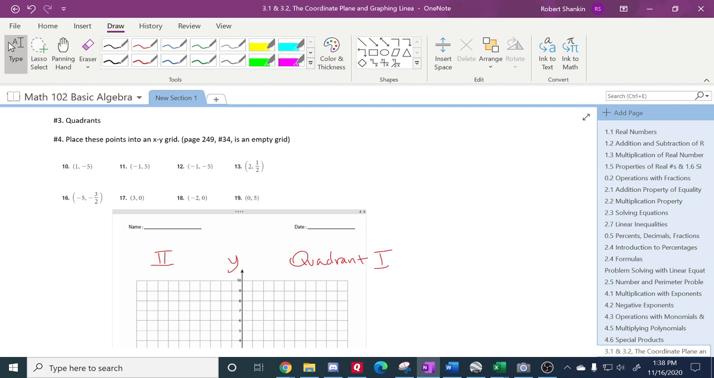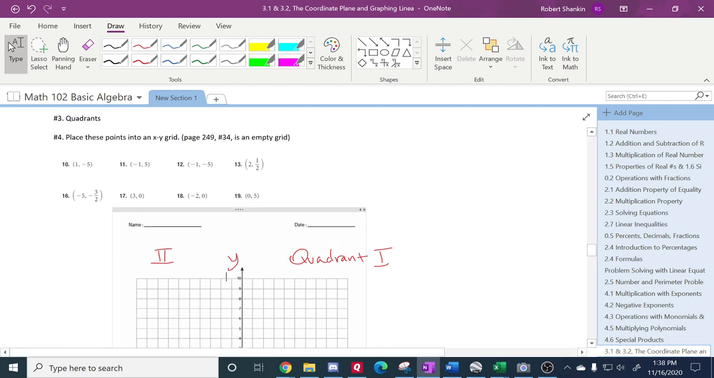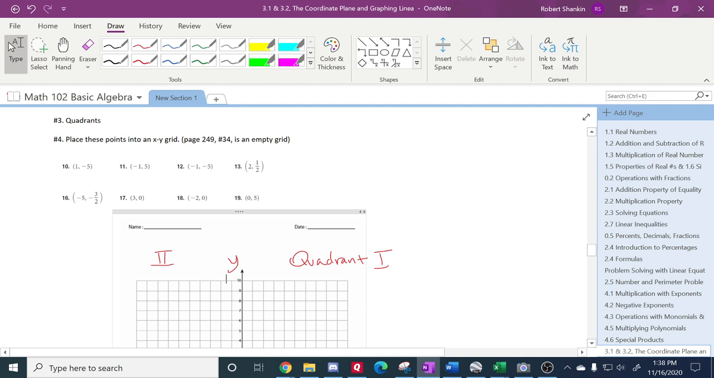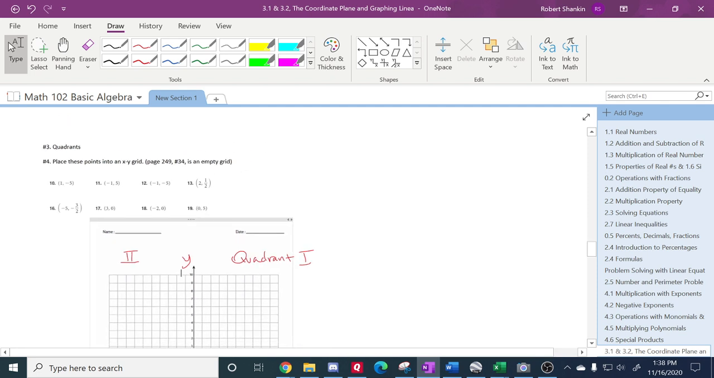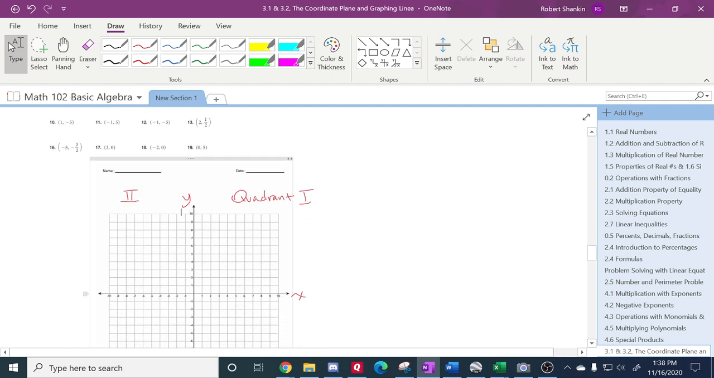There's an empty grid there, and that's not an assigned problem. And you can put all these points down on that grid. Now when you put these points down, I want you to put the number of it right next to it. So put a dot, and then right next to it put 10. And then another dot, put 11, and so on.